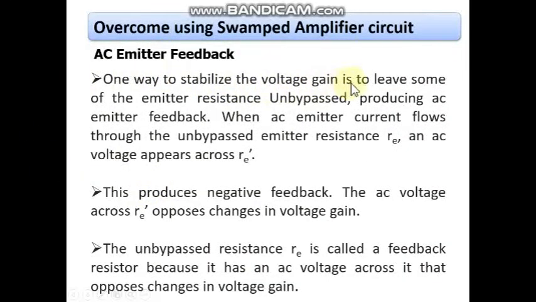One way to stabilize the voltage gain is to leave some of the emitter resistance unbypassed, producing an emitter feedback. So here we are doing a similar thing. We know that our emitter resistor is completely bypassed. So why not keep some of the resistance unbypassed so that it will solve the problem. When emitter current flows through the unbypassed emitter resistance RE, an AC voltage appears across RE dash.